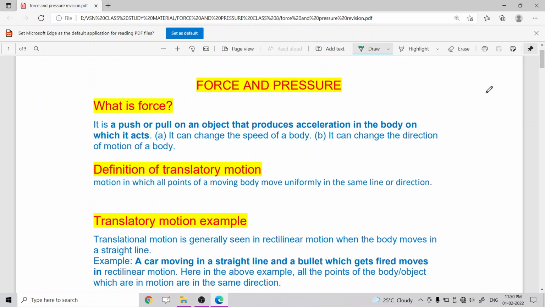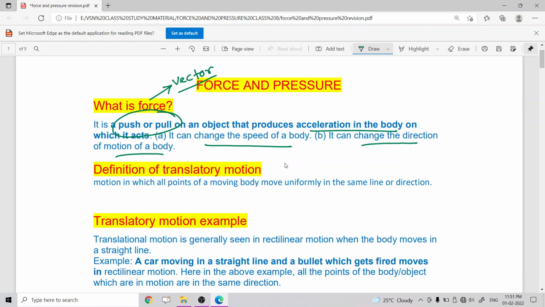Force is basically a push or pull that acts on an object. It also produces acceleration in the body, it can change the speed of the body, and it can change the direction of motion of a body. So this is a vector quantity. Vector quantity means it has both magnitude and direction.